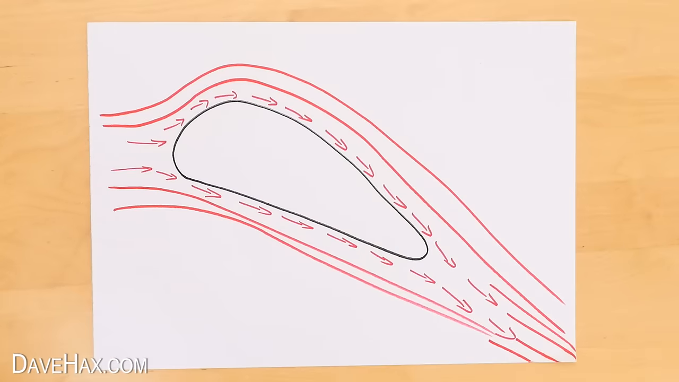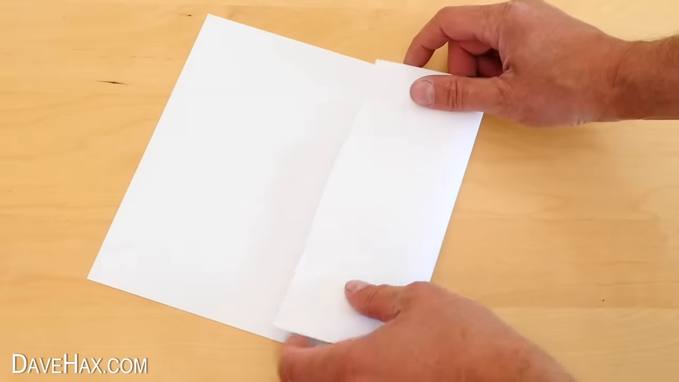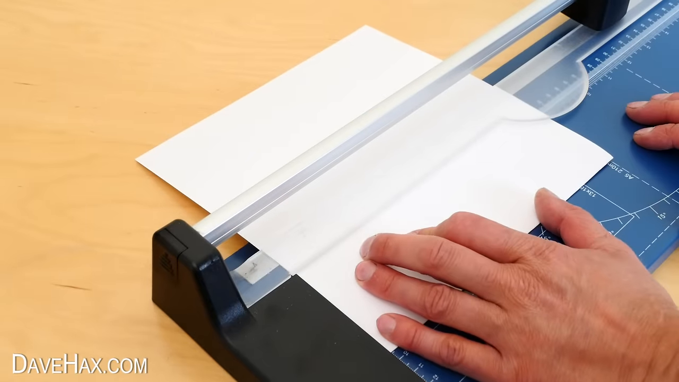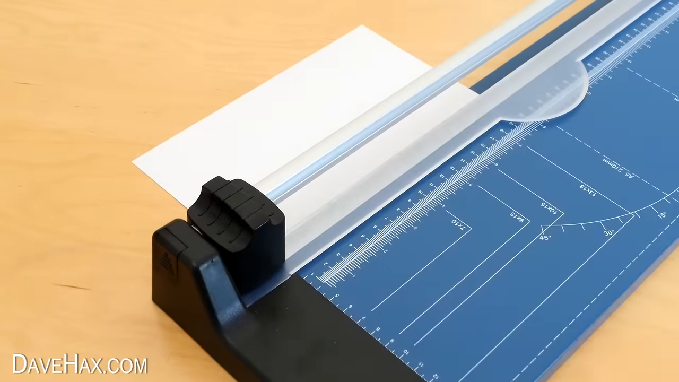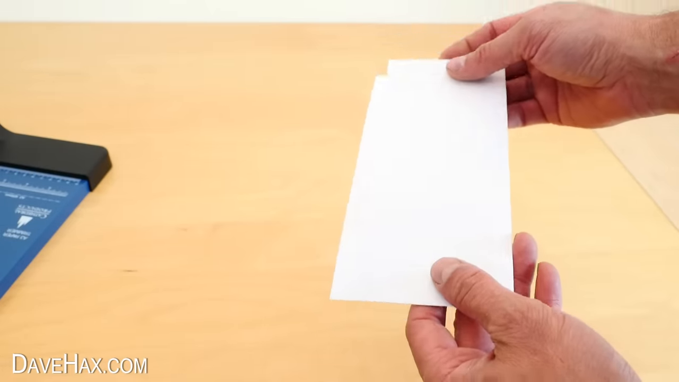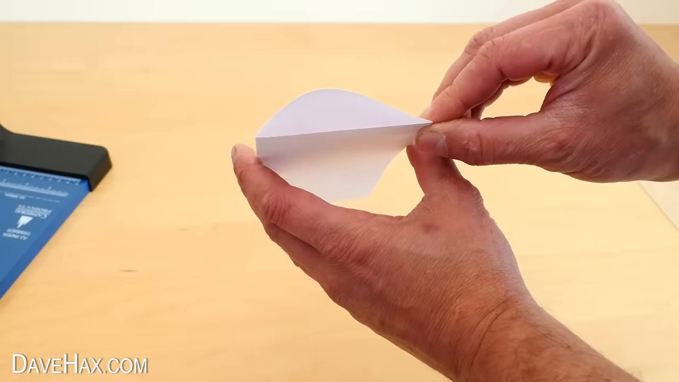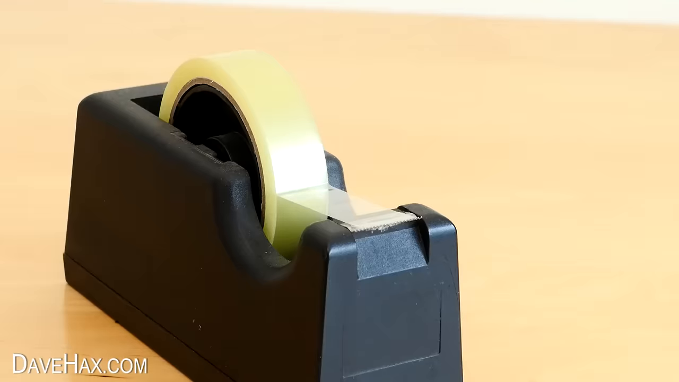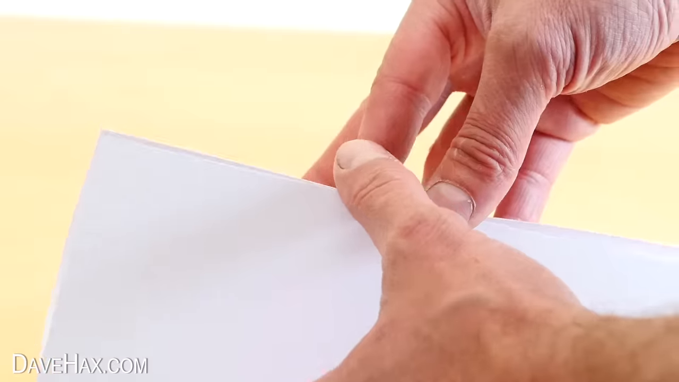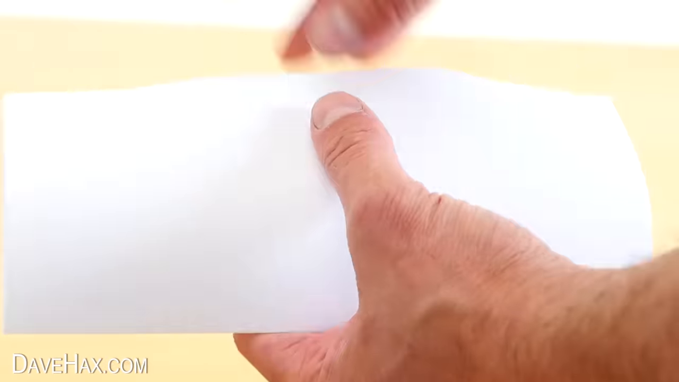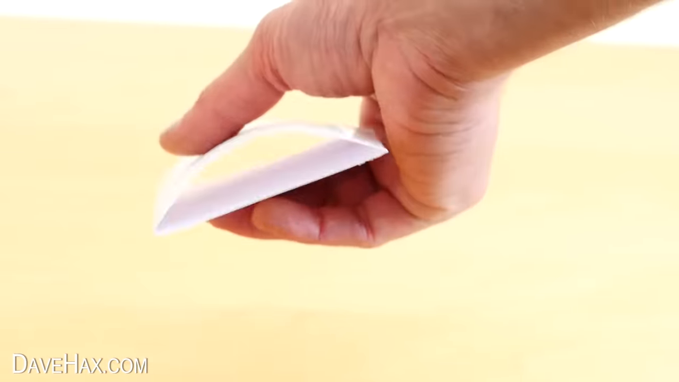I thought it would be fun to try making our own wing out of paper and seeing if we could get it to fly. So I took a sheet of stiff A4 paper, folded it over, and cut it so that one half of the fold was slightly longer than the other. This will allow me to have a curve over the top of the wing. I used tape to hold it in place, so we now have something which looks like this.